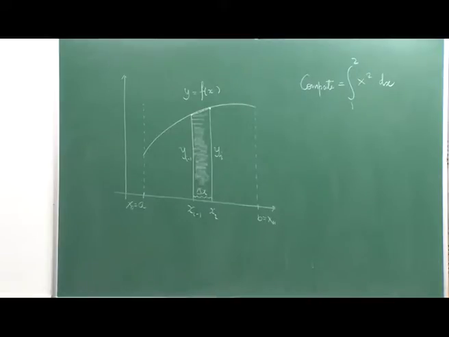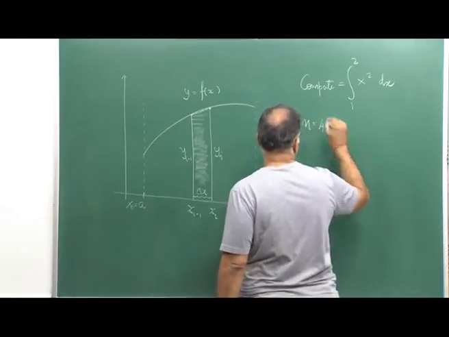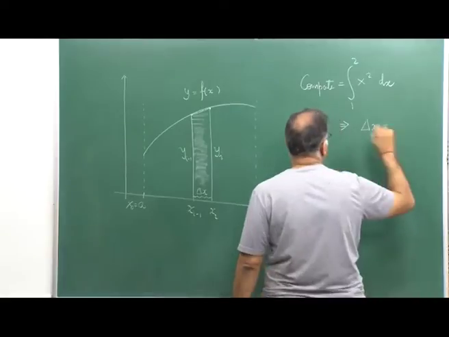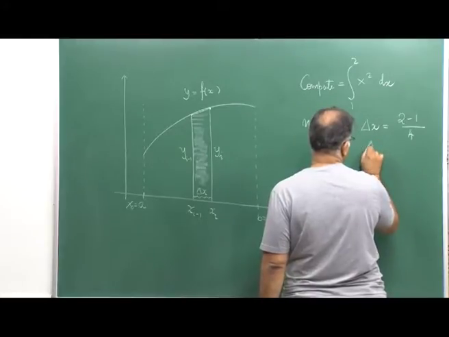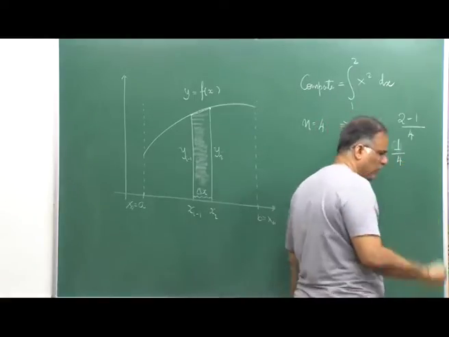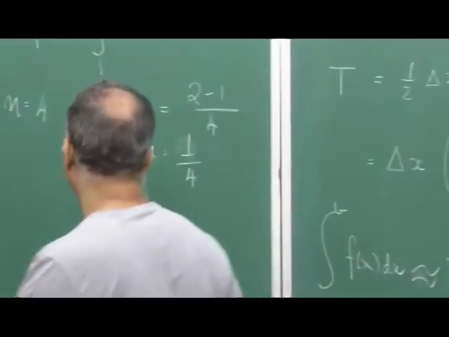Now, let me take n equal to 4. So, divide this interval from 1 to 2 into n equal to 4 subintervals. You could make it 5 or 6 or 7, it does not matter. With n equal to 4, delta x would be 2 minus 1 by 4, so delta x would be 1 by 4. So, 1 by 4 is quite a small length. You can make it smaller, of course, that is a different issue. And now I go by the trapezoidal rule for this, I use this formula.